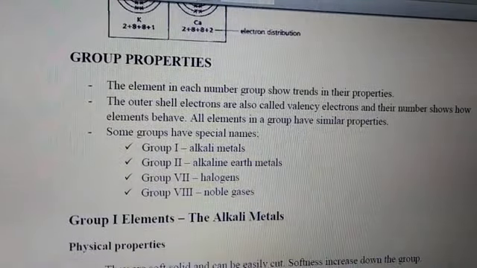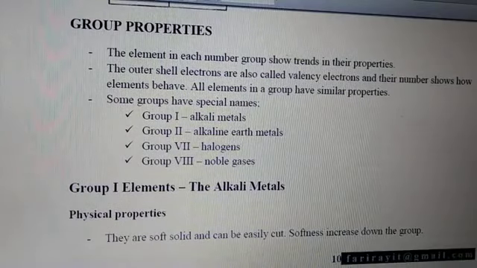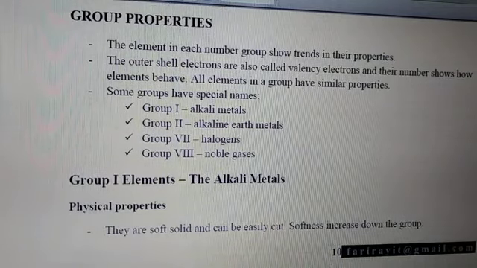So now, in our next lesson, we're going to be looking at the group properties. We'll focus on group 1, group 2, group 7, and the group 8 elements that we call the inert gases or the noble gases or the group 0.